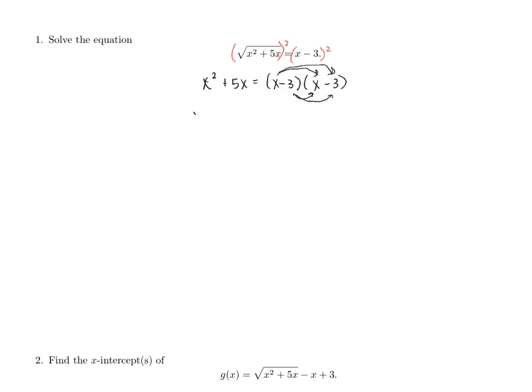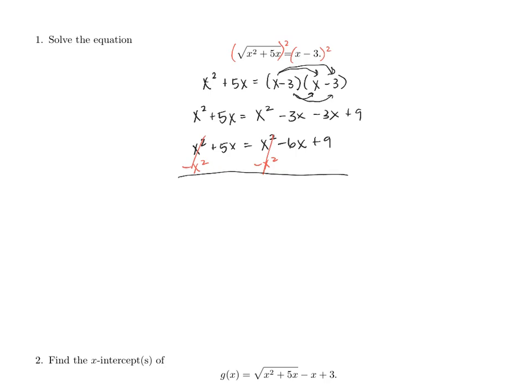So we'll have x squared plus 5x equals x squared minus 3x minus 3x plus 9. And then we'll combine like terms. So we'll have x squared plus 5x is equal to x squared minus 6x plus 9. Now, if I take the x squared and subtract it from both sides, that's going to end up canceling out both of them. So we really don't have a quadratic equation. We have a linear equation because there's no powers on the x's that are left.